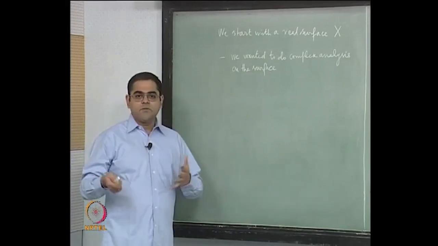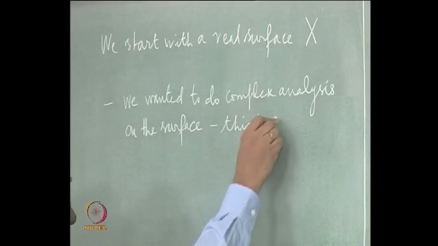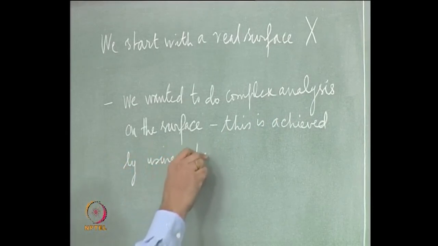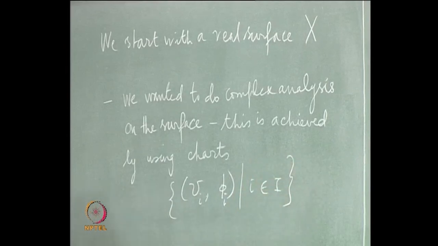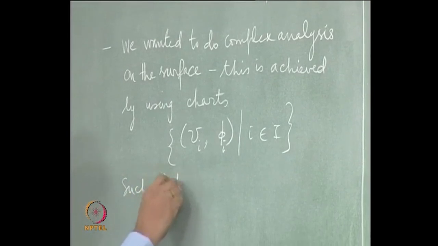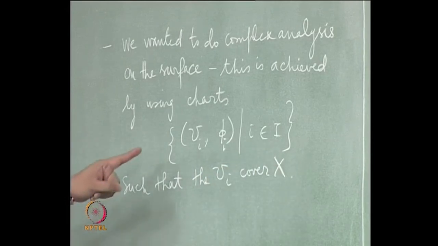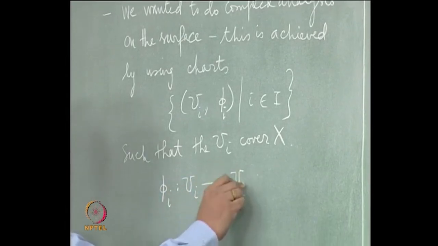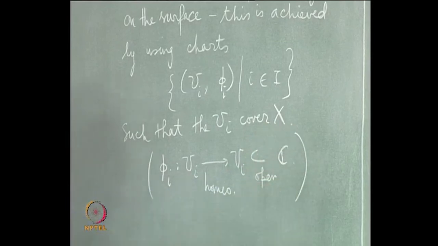In order to do this I told you that we have to use what are known as charts. This is achieved by using charts (U_i, phi_i), where i belongs to an indexing set, such that the U_i cover X. Basically, if you recall, phi_i was a homeomorphism from U_i onto V_i, which is an open subset of the complex plane. So this was our definition of chart.